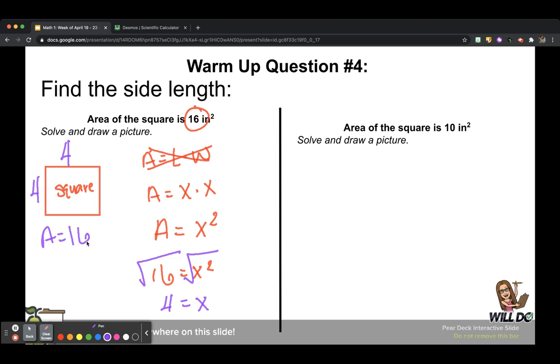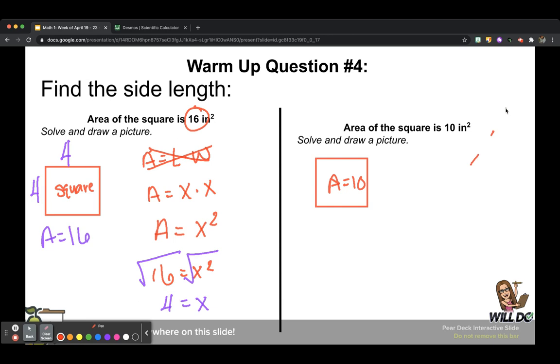So the area is 16. Okay, now the next one is going to take some critical thinking skills. We have another square, and we know that the area of the square is equal to 10. Now I don't recall 10 being one of our perfect squares, right? The area is 10, and that was not on our perfect square list.